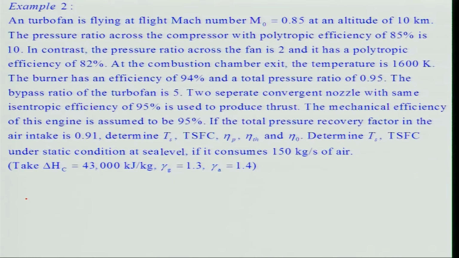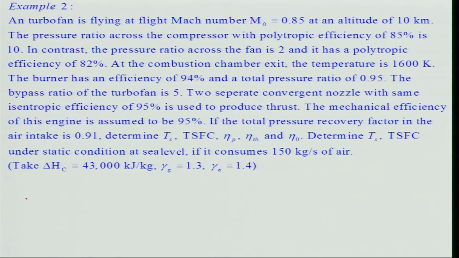At the combustion chamber exit the temperature is 1600 Kelvin. The burner has an efficiency of 94% and a total pressure ratio of 0.95. That means 5% losses in total pressure will be there in the combustion chamber. The bypass ratio of the turbofan is 5.